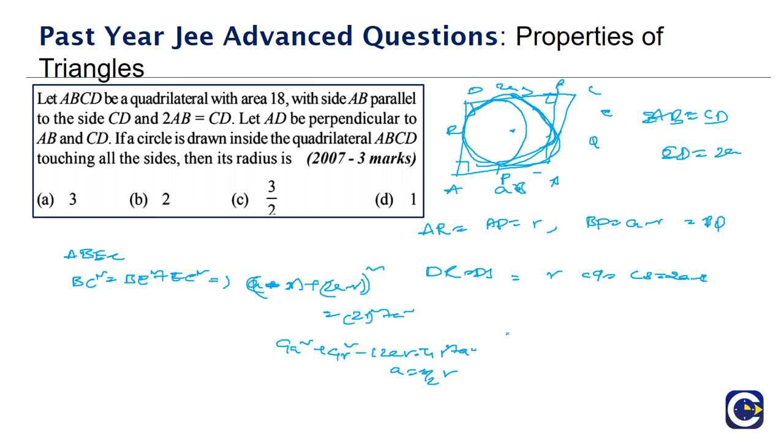So they give the area of the quadrilateral as 18. So (A plus 2R) plus half into A into 2R will be equal to 18. So AR is equal to 6, which implies 3R square by 2 is equal to 6. So from this you will get R square is equal to 4, which implies R is equal to 2. So the answer for this question is R is equal to 2.